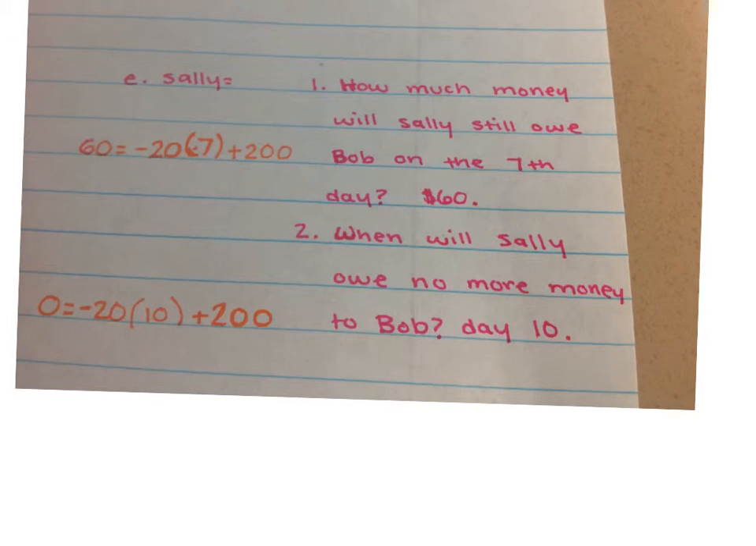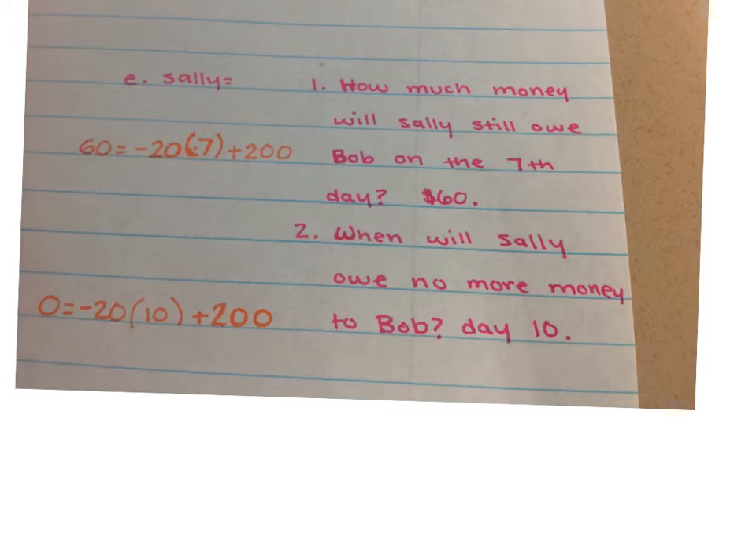Our first problem for Sally is how much money will Sally still owe Bob on the 7th day? Our answer is $60. We got that by plugging the numbers into the equation. The equation we have is 60 equals negative 20 times 7 plus 200.